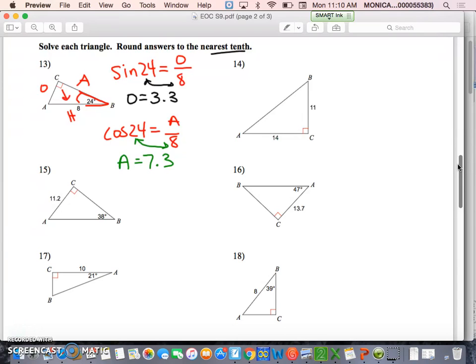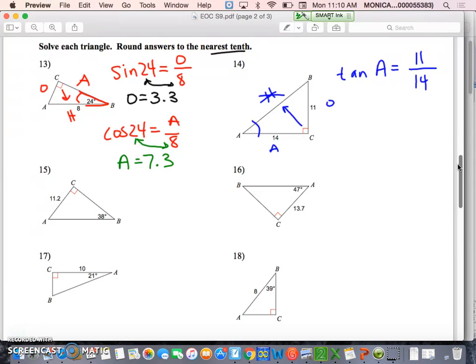So the first thing we should always do is label our sides. So right here is our hypotenuse. And if you notice, the hypotenuse is not labeled. So we're going to have to use tangent in this case. And so let's start with, say, the tangent of A. In that case, this will be opposite and this will be adjacent. So for the tangent of A, you're going to put 11 over 14.